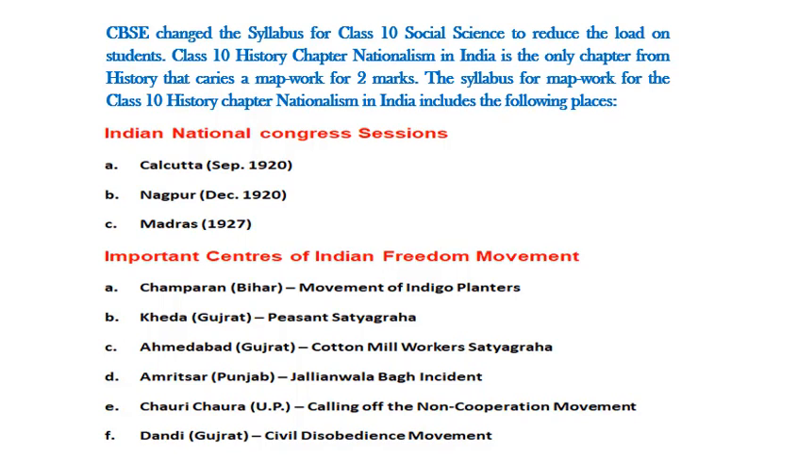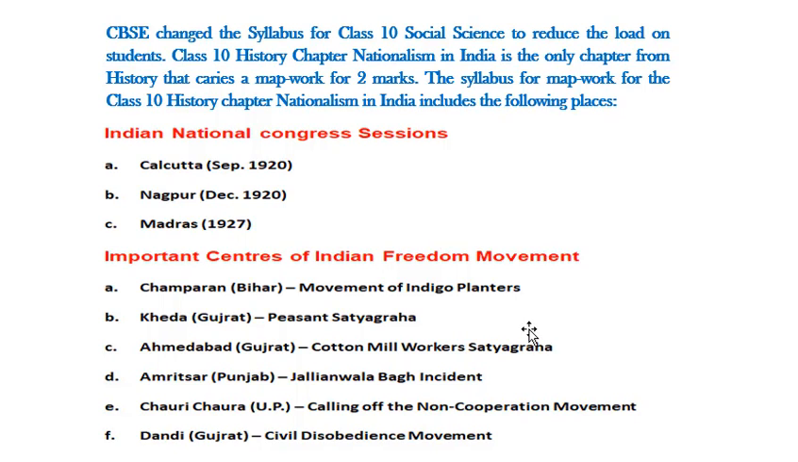In all these 3 places, Indian National Congress sessions were held. And in those sessions, what were the important discussions made? What were the important things that happened? That also you should know. Then only, looking at the question, looking at the clue for your map marking, can you exactly mark whether the question was about Calcutta, Nagpur, or Madras.